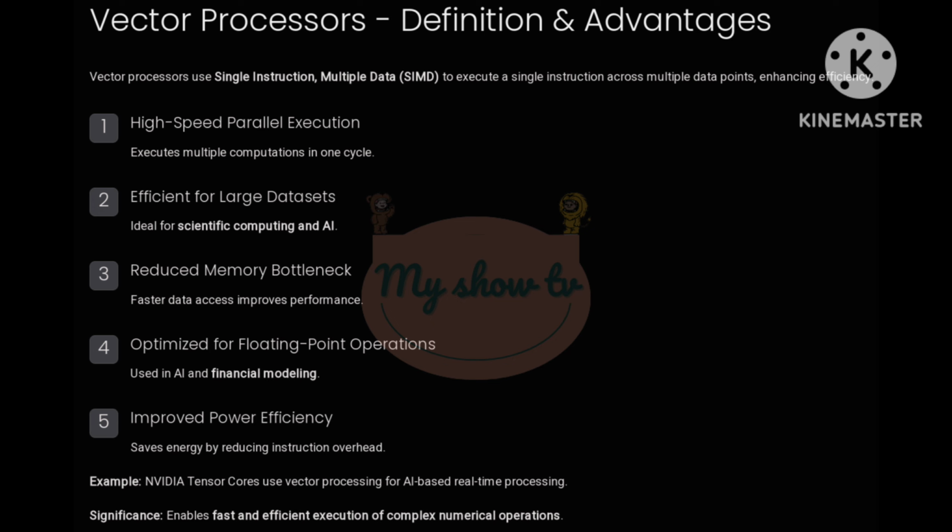Example: NVIDIA Tensor Cores leverage vector processing to enhance real-time AI-based image processing. Intel AVX, advanced vector extensions, improve scientific simulations and cryptographic computations. Significance: vector processors accelerate computation-heavy applications by executing instructions in parallel. They are widely used in AI, machine learning, scientific research, and real-time simulations. Key takeaway: vector processing is a key technology behind modern high-performance computing, allowing faster execution of large-scale numerical operations.